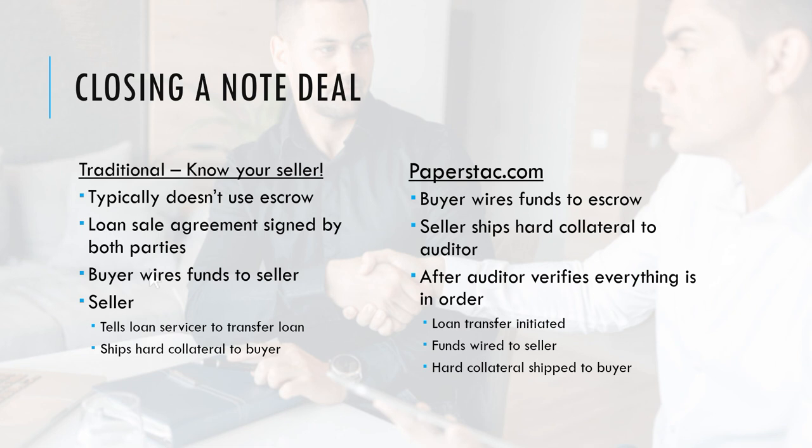Now, once the auditor verifies that the hard collateral is in good order, then they initiate the loan transfer. The funds get wired from escrow to the seller, and then the hard collateral gets shipped from the auditor to the buyer. In my opinion, this flow, whether it's on PaperStack or just doing it somewhere else, I think is kind of the way to the future as note investing becomes more popular and a little less of a niche thing. I think we'll see a little bit less of these Wild West style transactions.